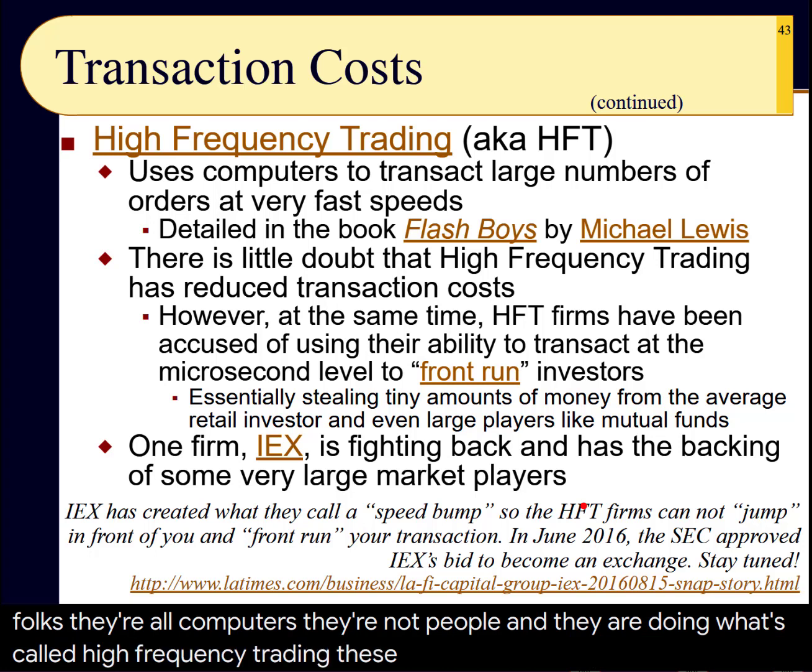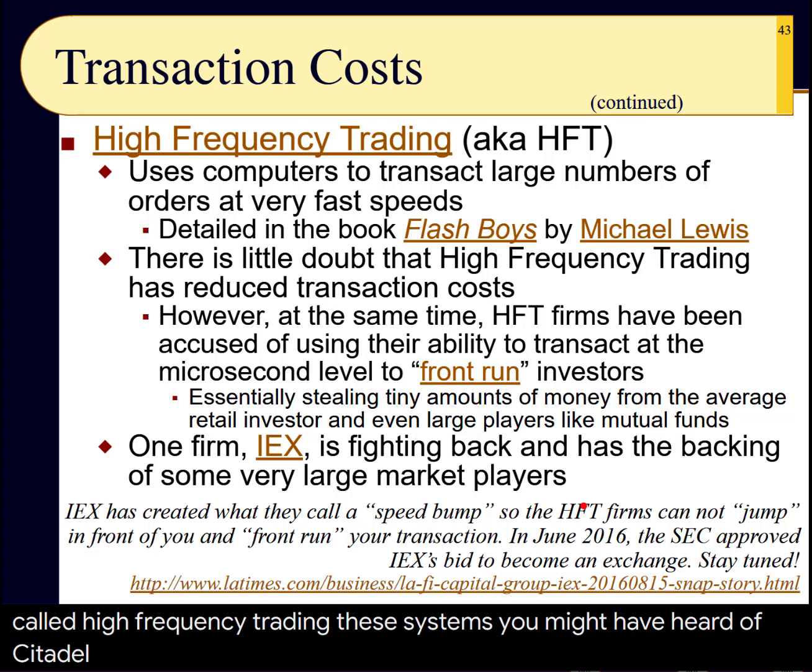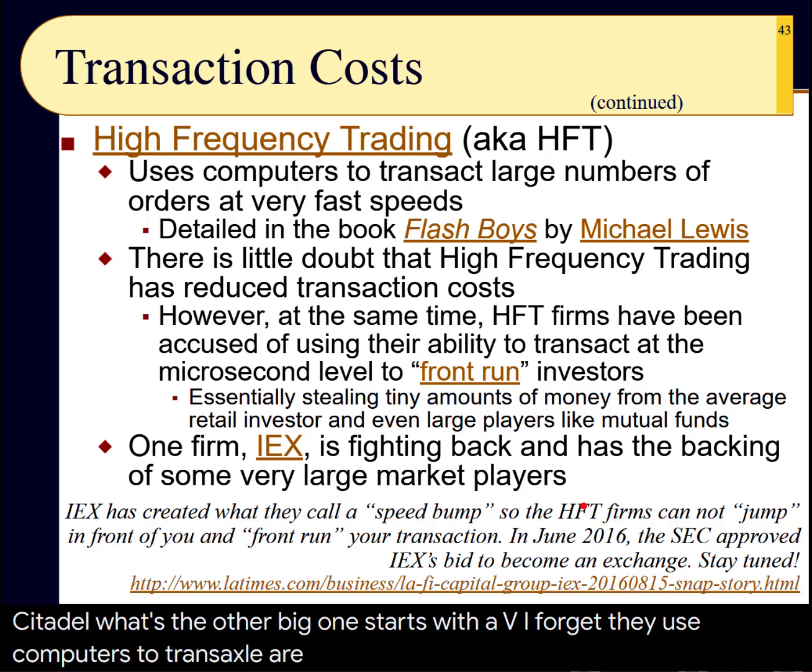These systems, you might have heard of Citadel. What's the other big one? Starts with a V, I forget. They use computers to transact large numbers of orders at very fast speeds.